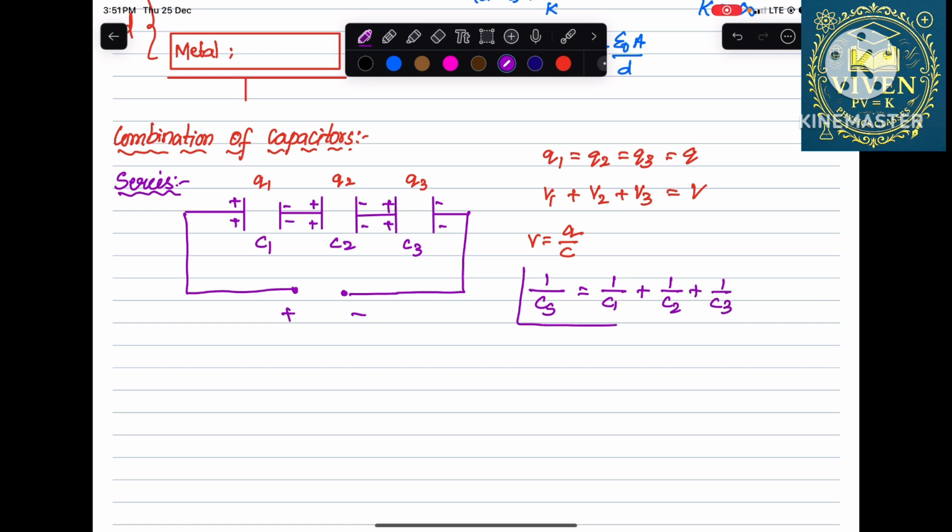If there are n number of capacitors connected in series, it is going to be 1 by C1 plus 1 by C2 plus 1 by C3 plus so on. That's it. Clear, guys? So this is when capacitors are connected in series.